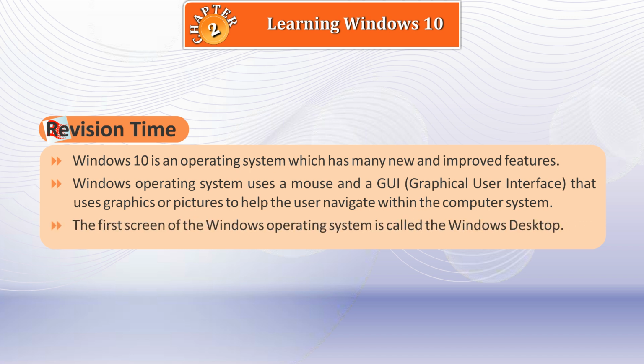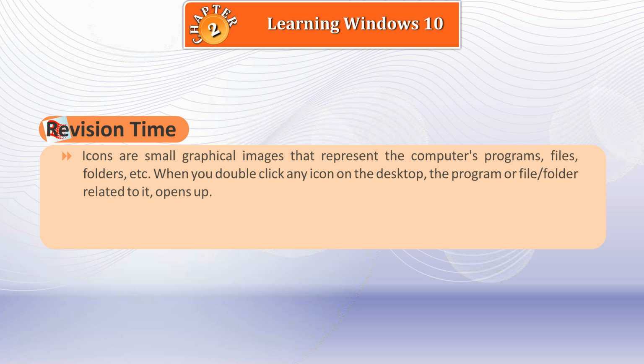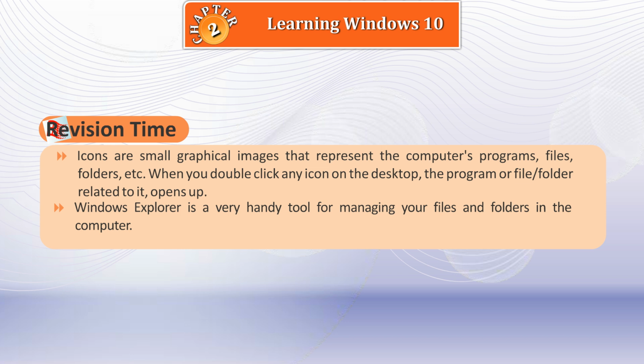The first screen of the Windows operating system is called the Windows desktop. Icons are small graphical images that represent the computer's programs, files, folders, etc. When you double-click any icon on the desktop, the program or file or folder related to it opens up. Windows Explorer is a very handy tool for managing your files and folders in the computer. Windows 10 enables us to work with multiple windows at the same time.